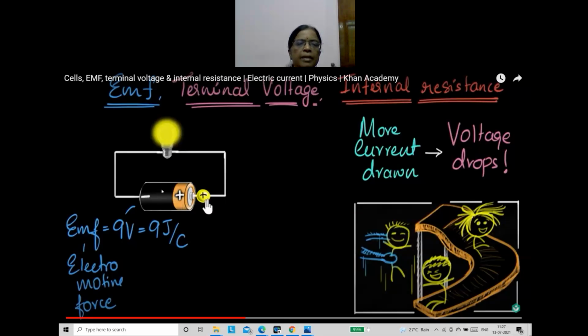So the cell is offering some resistance to the motion of the charge. Inside also the charge has to move, so the cell, electrolyte, electrodes, etc. are offering some resistance to the motion of the charge inside.